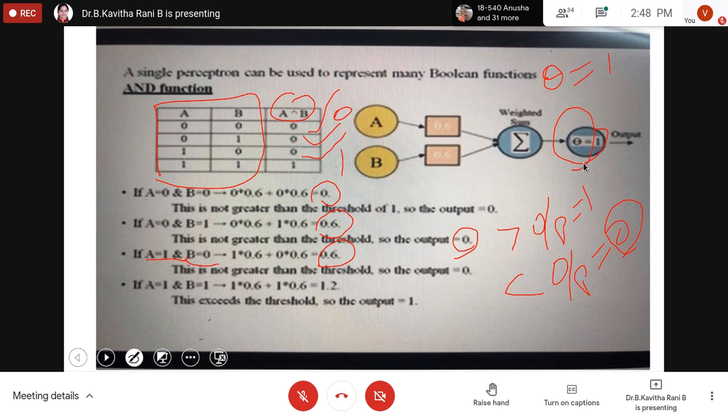Next is A equal to 1 and B equal to 1. So we are getting 1.2. It is greater than 1, so the output will be 1 here. The expected one and predicted one are both the same. So whatever the inputs are and the output values we get for our data set, the network is showing accurate results. The linear combination which we have generated is correct.